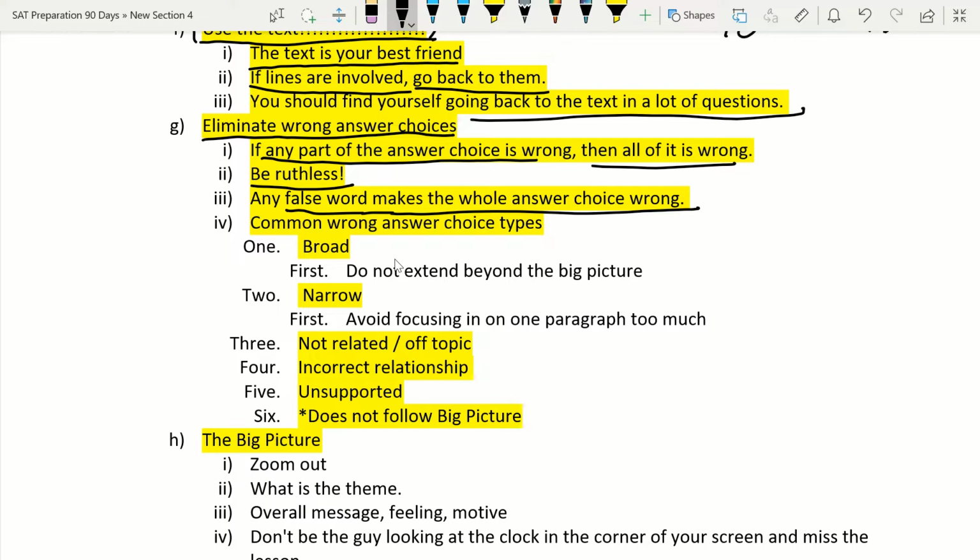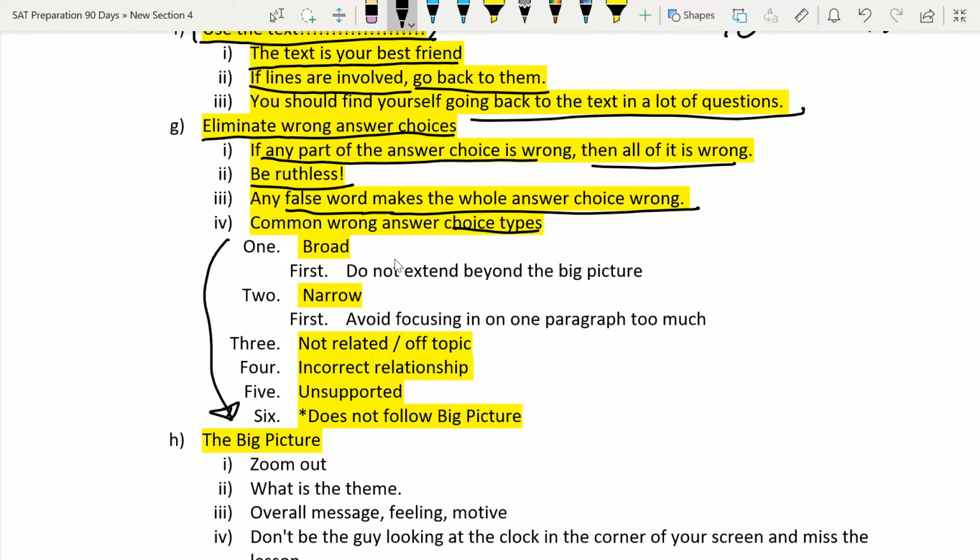So there are common wrong answer choice types on the SAT reading section. If you can identify these wrong answer choice types, it can help you eliminate answer choices. All right, so this 1 through 6, they aren't necessarily in order of probability or how much they show up on the SAT, but I'll try to give you a bit of an idea of my opinion on how often they show up. So we got 1 through 6 here. These are basically 6 types of wrong answer choice types on the SAT reading section. So the number 1 type is going to be broad, and this shows up a lot, so does narrow.